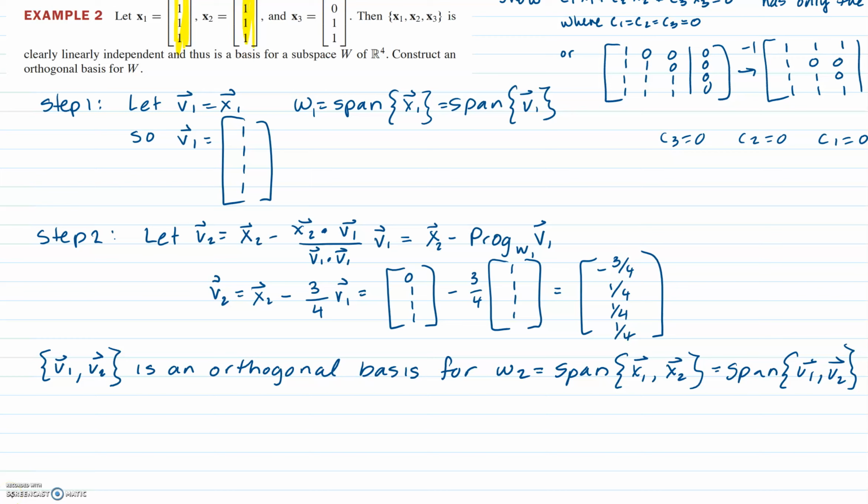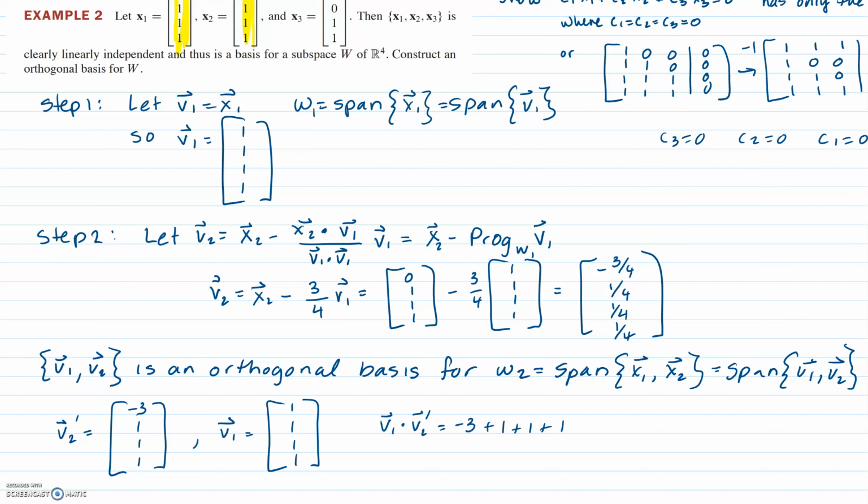Before we do step 3, where we find v3, I'm going to scale v2 by multiplying it by 4, and call it v2 prime. You don't have to do this, but if you don't feel like dealing with fractions, it's still going to be an orthogonal basis. Since v1 is (1, 1, 1, 1), v1 dotted with v2 prime is -3 plus 1 plus 1 plus 1, which is 0. So v1 and v2 prime are orthogonal.